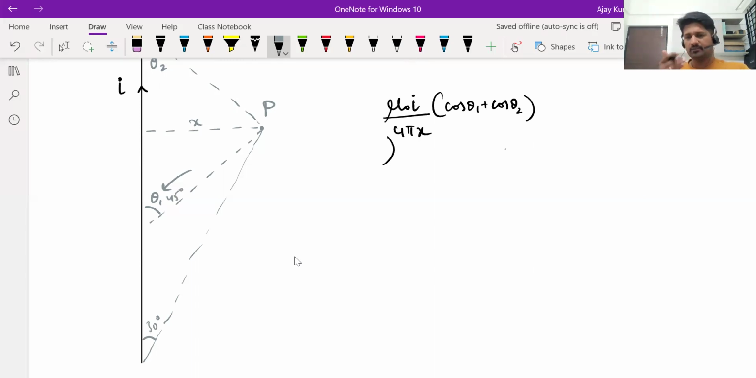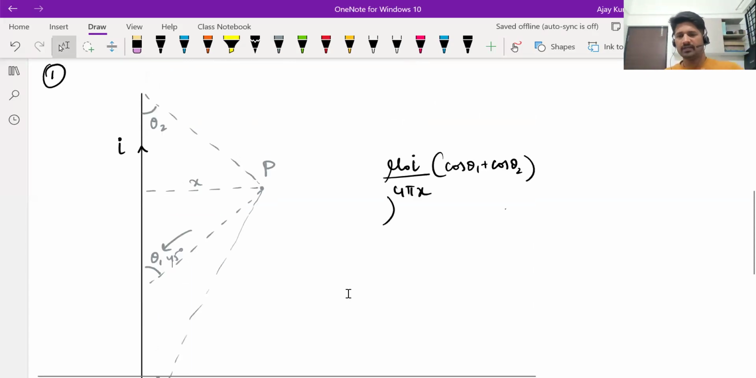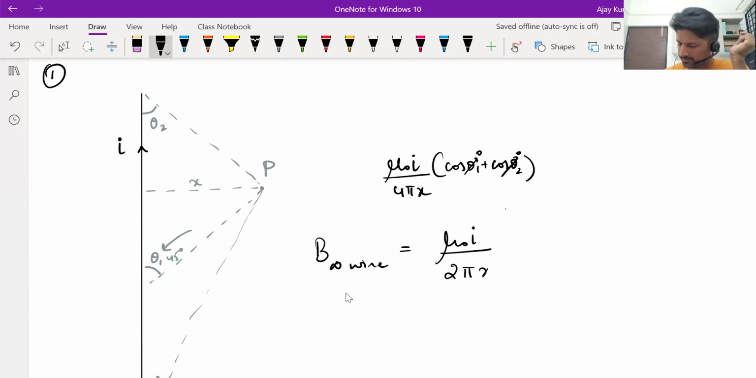So as the wire becomes longer and longer, those angles theta 1 and theta 2 become smaller and smaller. If the wire is of infinite length, theta 1 and theta 2 both tend to become 0, and cos 0 is 1. 1 plus 1 becomes 2. Therefore, the magnetic field due to an infinite straight wire: this becomes 2, 2 and 4 cancel, and you get mu naught I by 2 pi x. So at a distance x from the wire, it is mu naught I by 2 pi x.